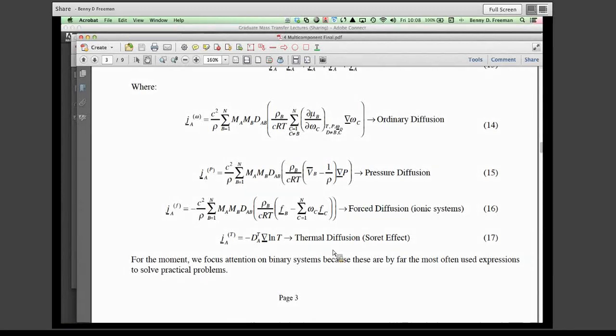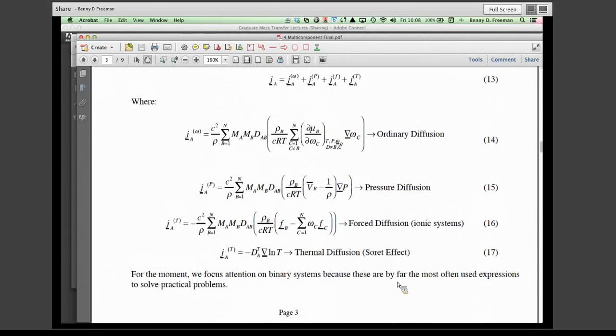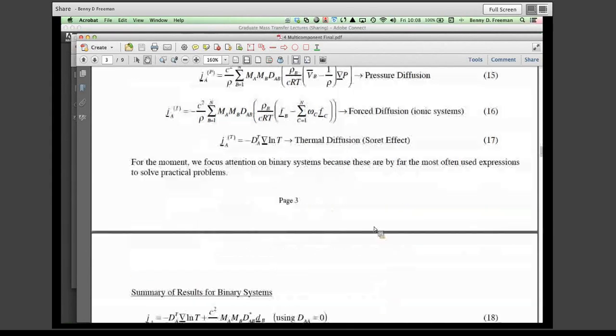And the thermal diffusion term is given by this expression, equation 17, and that's often called the Soret effect, named after one of the scientists who did a lot of work in the thermal diffusion area. And again, these are just breaking apart that initial expression on the first page of the notes into its various pieces. And we're going to first look a little bit at binary systems, because these are by far the most commonly used mass transfer expressions to solve practical problems.